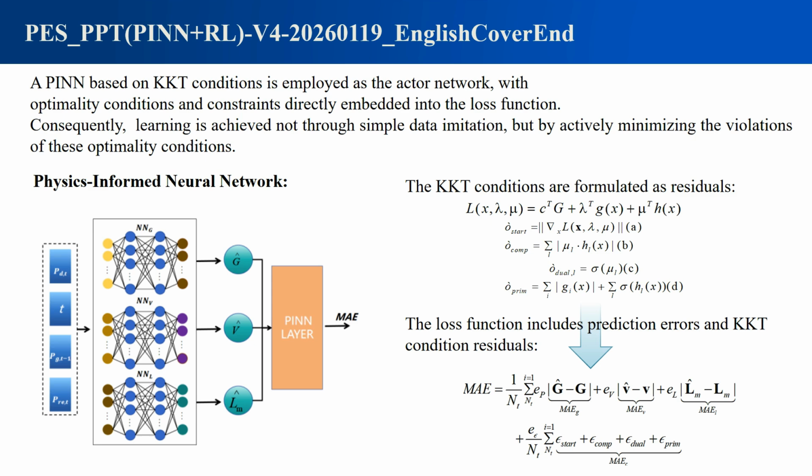The complementarity residual checks whether inequality multipliers and active constraint functions are consistent. The dual residual uses a non-negative activation on the multiplier. The primal residual measures equality violation and inequality violation. Together, these residuals tell the network what kind of mathematical mistake it is making.